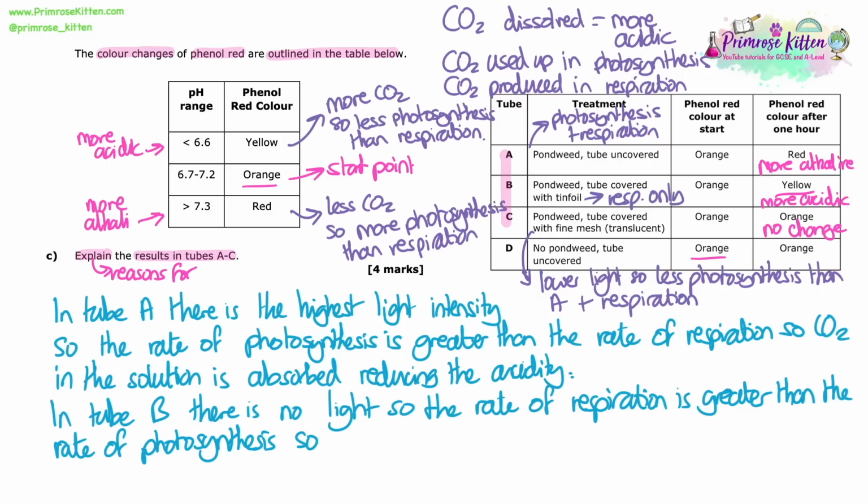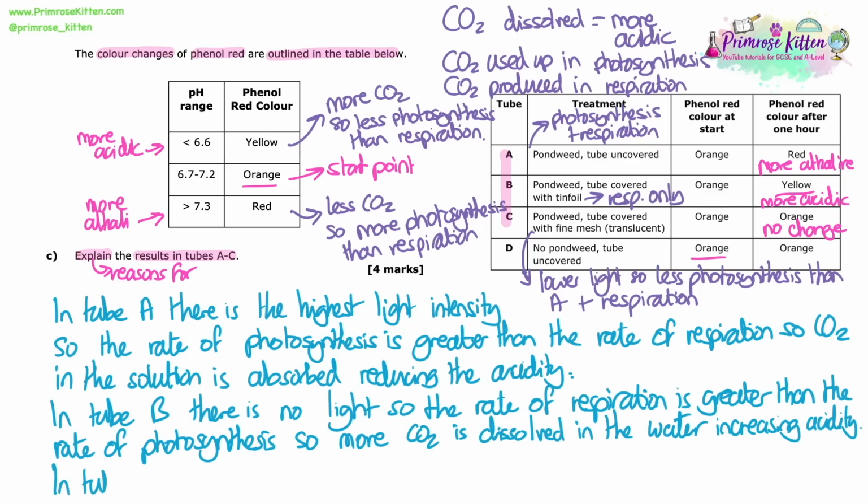In tube B, there is no light, so the rate of respiration is greater than the rate of photosynthesis. You could even say no photosynthesis is happening in tube B. So more carbon dioxide is dissolved in the water, increasing the acidity.